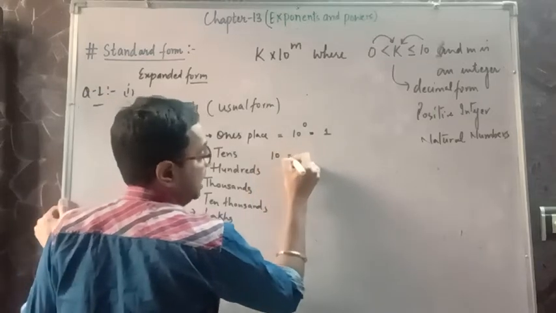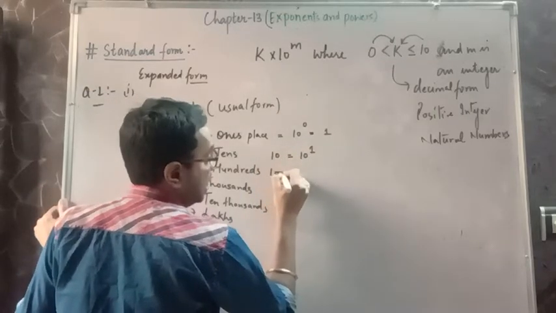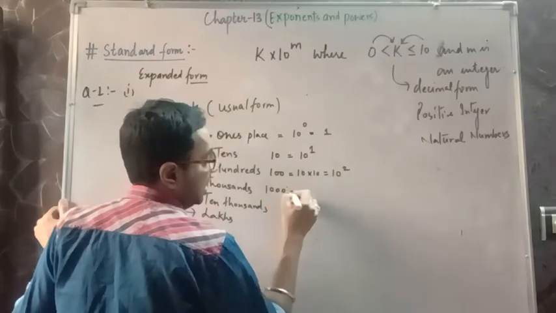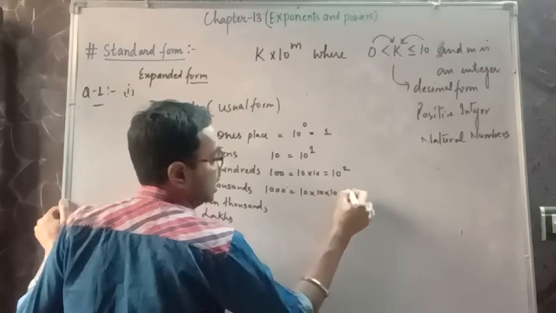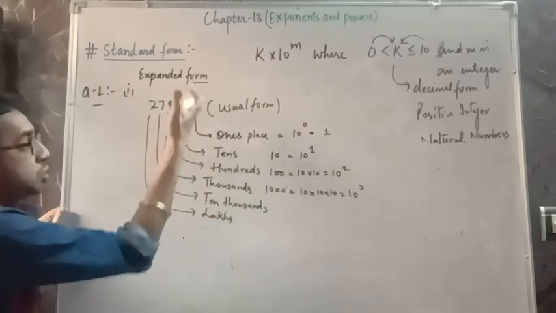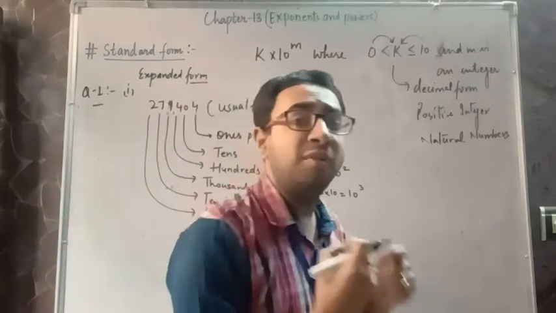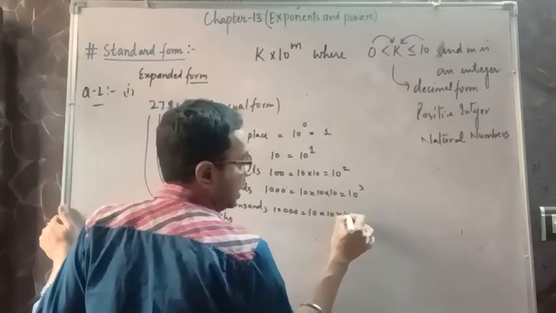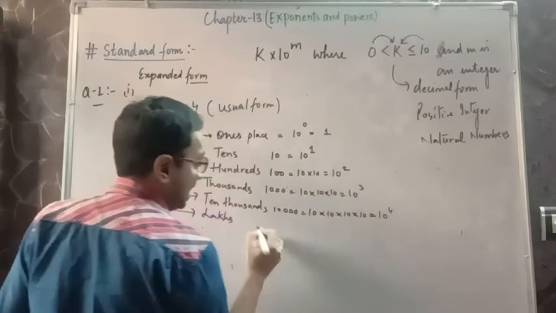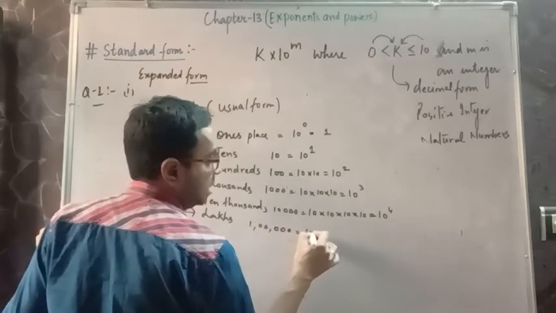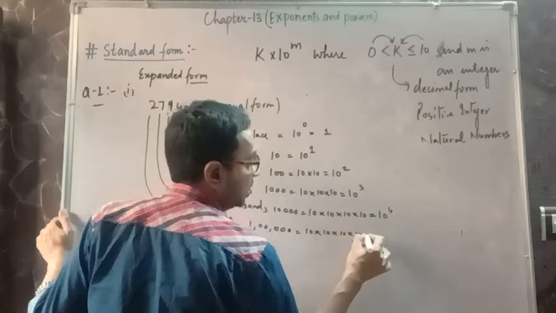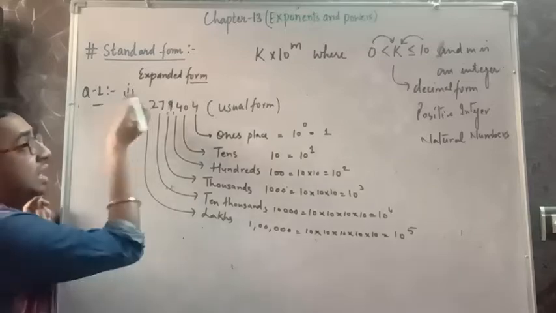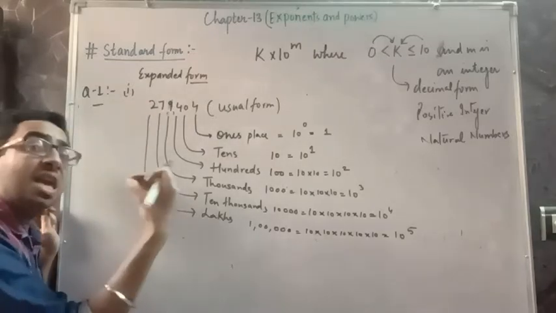Tens means 10, so can I write 10 raised to power 1? 100 is 10 into 10, that is 10 raised to power 2. 1000 means 10 into 10 into 10, 10 raised to power 3. Our purpose is to represent this in expanded form, in exponential form, having base 10, right? 10,000 is 10 raised to power 4. Lakh is 10 raised to power 5. This way we will be writing in exponential form using the expansion form.